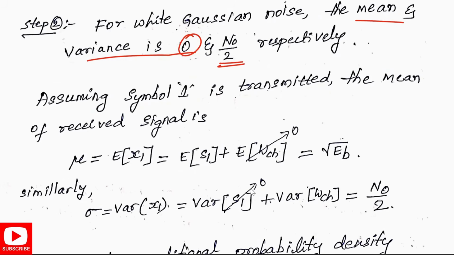Assuming symbol 1 is transmitted, what will be its mean? Mean is represented by mu. So mu is given by E of x1. What is E of x1? It is E of S1 plus E of the white Gaussian noise. The white noise term is 0, so the answer will be square root of Eb. Similarly, the variance sigma squared is the variance of x1, which is the variance of S1 and the noise. The variance of S1 is 0, so finally we get the variance of the Gaussian noise, N0 by 2.